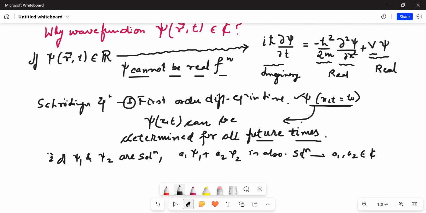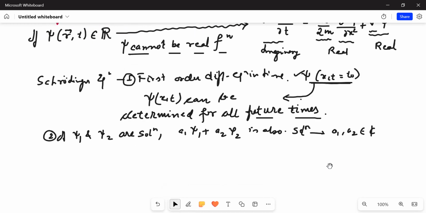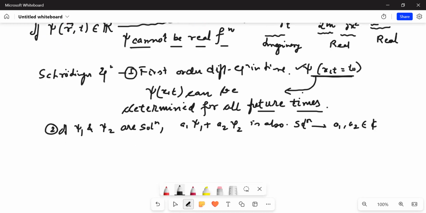And secondly, because it is linear, if psi 1 and psi 2 are solutions, then a1 psi 1 plus a2 psi 2 is also a solution. We've already discussed quite a few times that psi in general is a complex valued function. However, the psi mod whole square, which is psi star, the psi conjugate, times psi, holds some physical meaning.